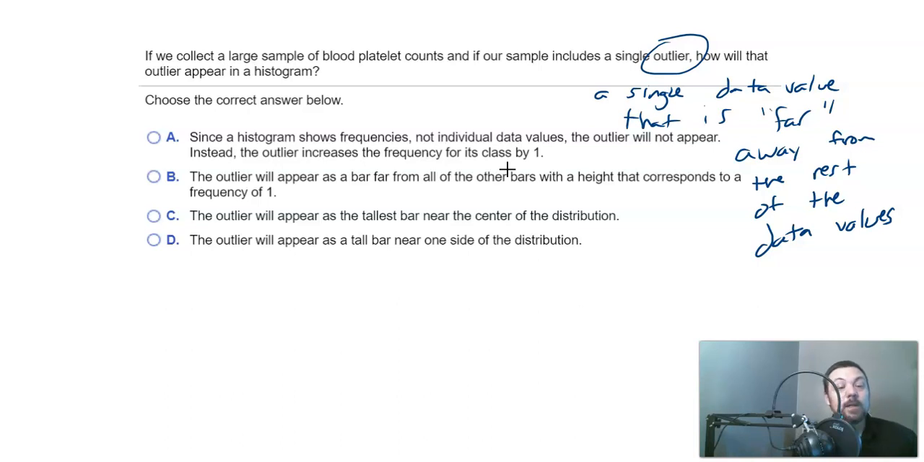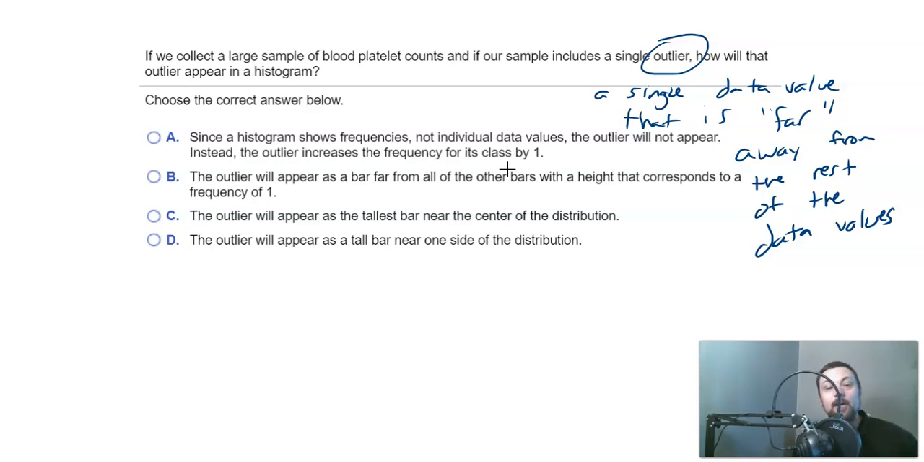B, the outlier will appear as a bar far from all the other bars with a height that corresponds to a frequency of 1. That one sounds correct to me. But with these questions on the homework, you have to read each option carefully, because sometimes one will sound correct the first time you read it, but then when you read a later one, you'll say, well, that one actually sounds more correct, and there's a problem with this one that I didn't see originally. There's some information left out that should have been there or something like that. So make sure you read all of your options before you make your selection.